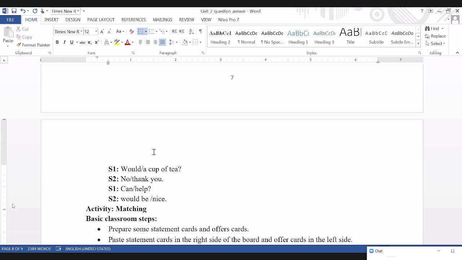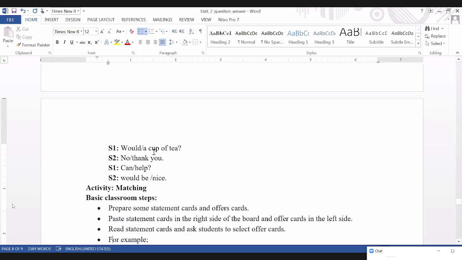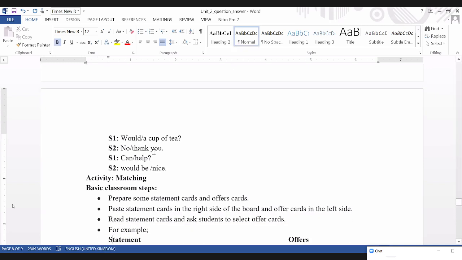Can I help you? So this is also a kind of offering. That would be nice. So in this way, they extend or elaborate or expand the given clues and make possible exponents.